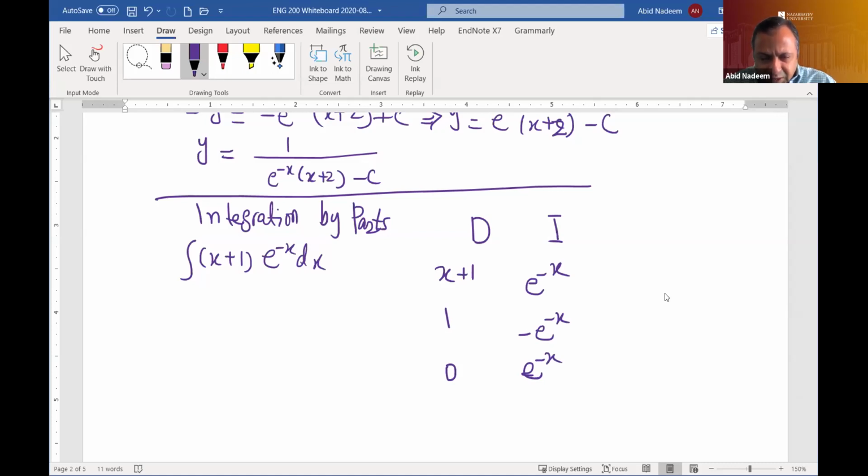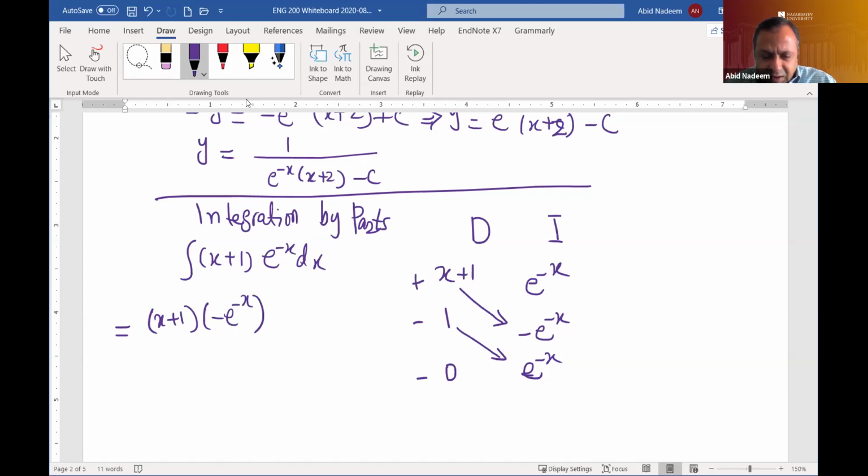So by arranging these terms like this and then changing the signs like this, you can directly write the answer in this way. So what will be the answer? The answer will be this term multiplied by this term and this term multiplied by this term, and then the next term will be 0, so it will not be needed. So the answer will be x plus 1, which is this term, multiplied by minus e power minus x.